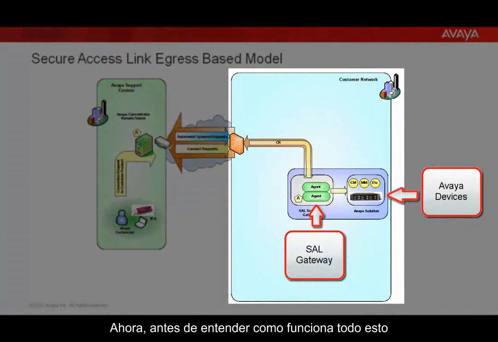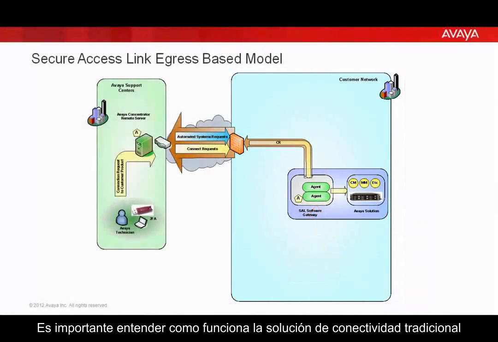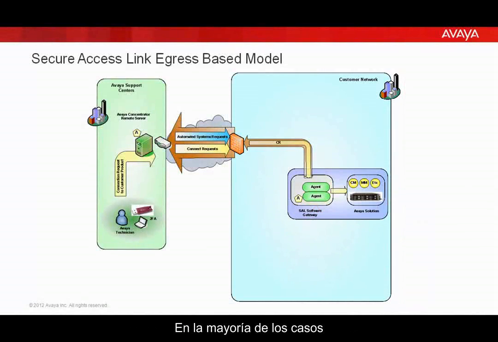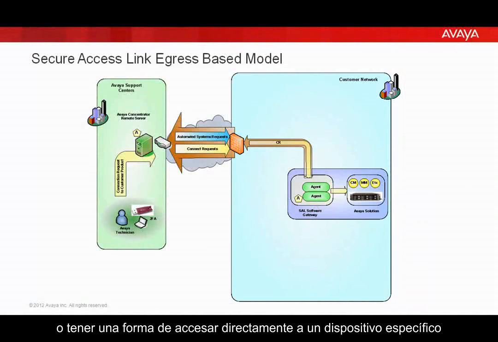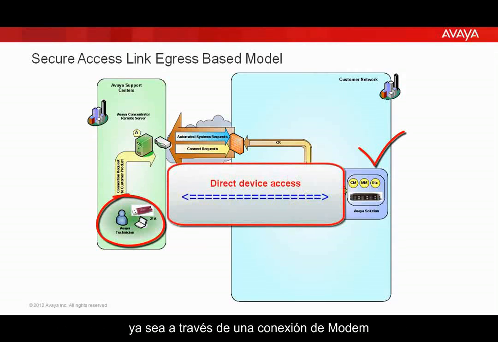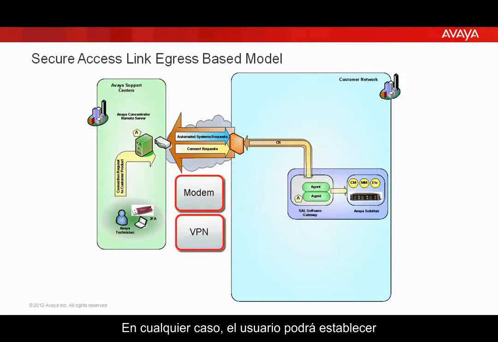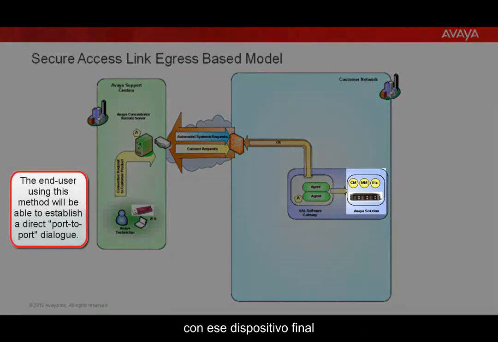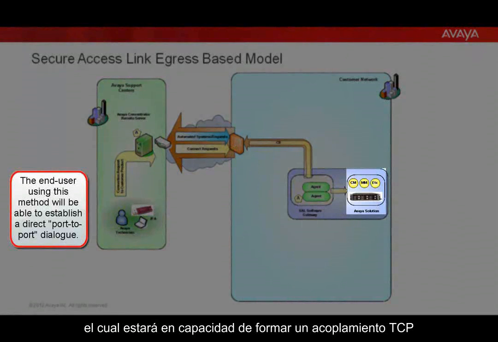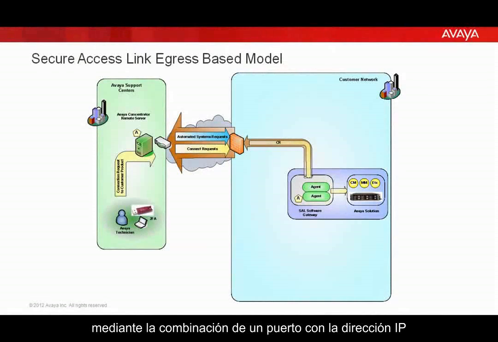Now, before we can understand how this model works, it's important to understand how a traditional connectivity solution works. In most instances, a user needing to connect to a given device will have some form of direct access to a particular device, whether that's through a modem connection or a VPN solution with NAT in place. In either case, the end user will be able to establish a direct or indirect port-to-port dialogue with that end device, which is, it will be able to form a TCP socket with a far-end, near-end IP and port combination.